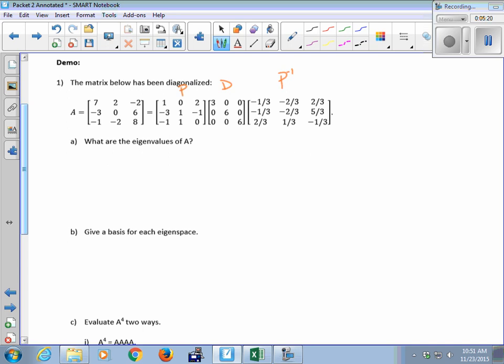Those are the eigenvectors. The eigenvectors are the columns of P. The eigenvalues are the values on the diagonal matrix. So my eigenvalues are lambda equals 3 and lambda equals 6 with multiplicity 2.